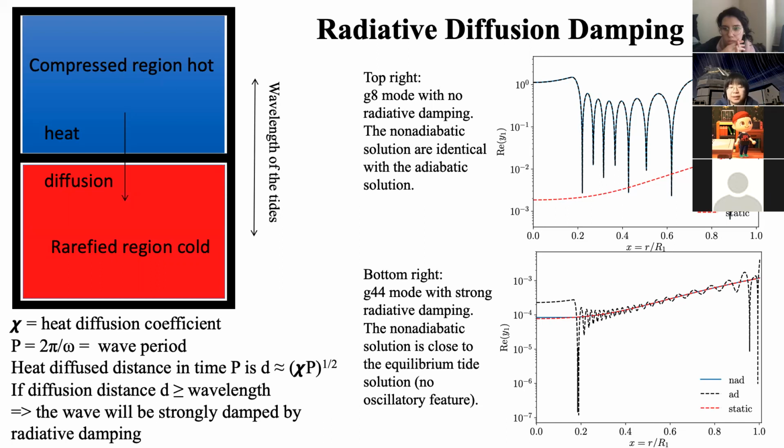The bottom plot gives an example of how radiative diffusion cancels the wave-like response. If we hit the star with a much lower frequency, where a high order internal gravity wave should be excited, however, the radiative diffusion is able to damp this mode, making the non-adiabatic stellar response in blue very close to the equilibrium tidal response in red. So there's no oscillatory feature anymore.